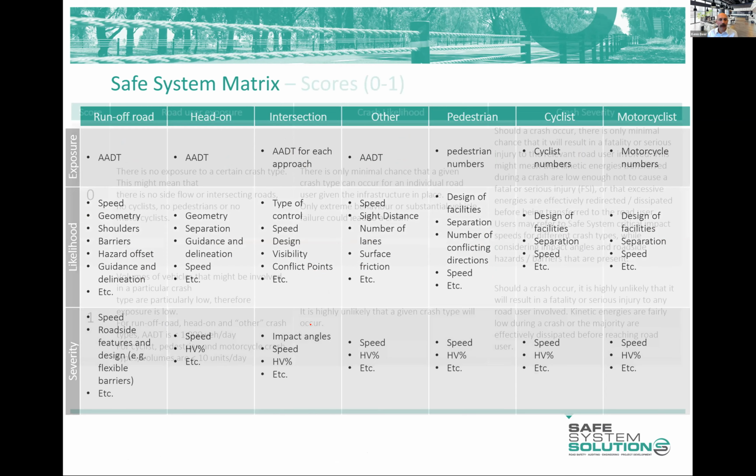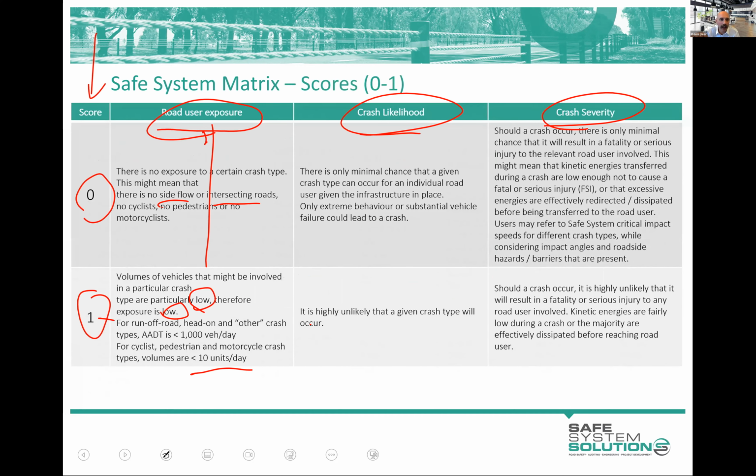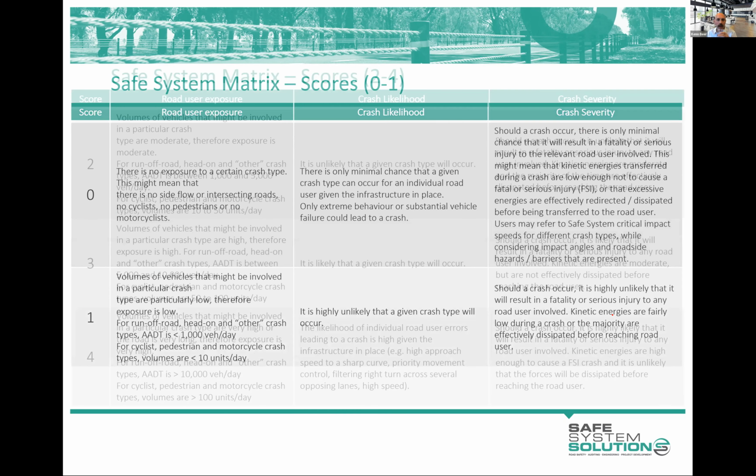So again, you go to your matrix and you go, okay, well, what are we saying for a 1 here? Should a crash occur, it is highly unlikely that it will result in a fatality or serious injury to any road user involved. Kinetic energies are fairly low during a crash, or the majority are effectively dissipated before reaching the road user, meaning a barrier or something to absorb energy like a cushion or a crash attenuator or something like that. And you see it goes up from there.